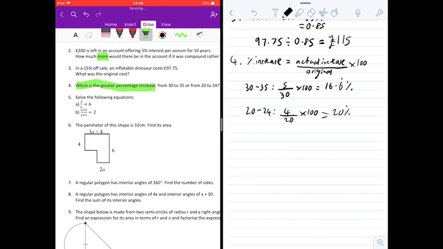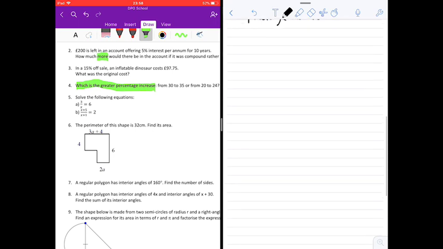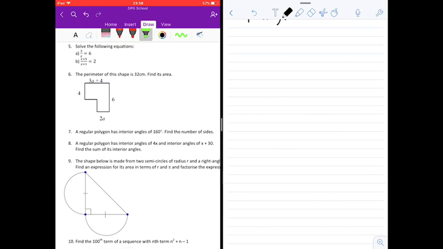So even though it's perfectly obvious at this stage, I still need to say explicitly that from 20 to 24 is the greater percentage increase. On to question 5.